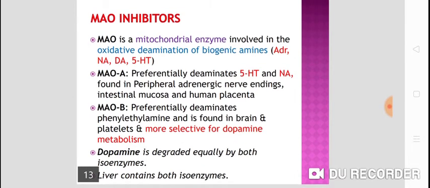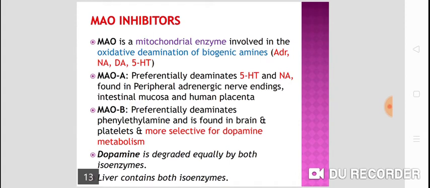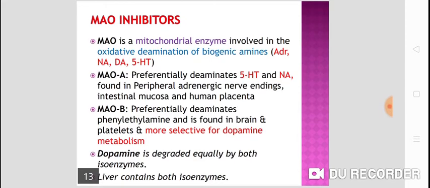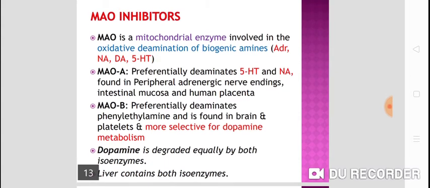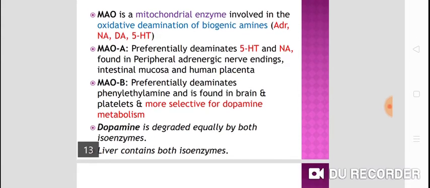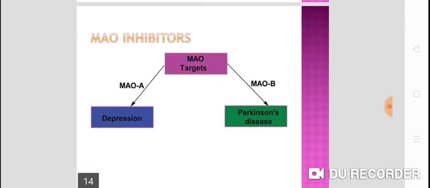Okay, so monoamine oxidase A preferentially deaminates serotonin and noradrenaline, which means it is concerned with depression, and monoamine oxidase B, which is more selective for dopamine, is concerned with Parkinsonism. Dopamine is actually degraded equally by both isoenzymes. The liver contains both isoenzymes, monoamine oxidase A and B.